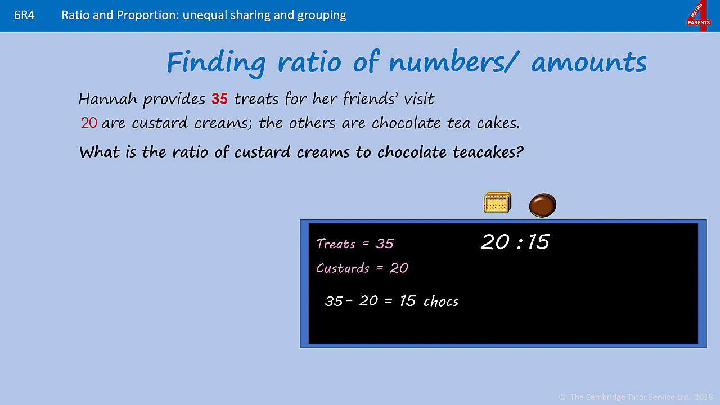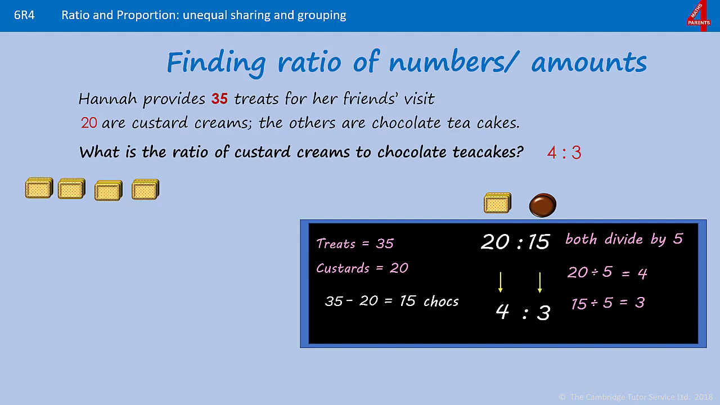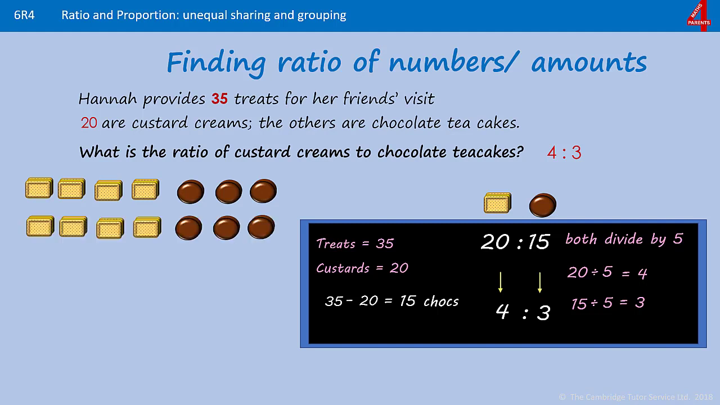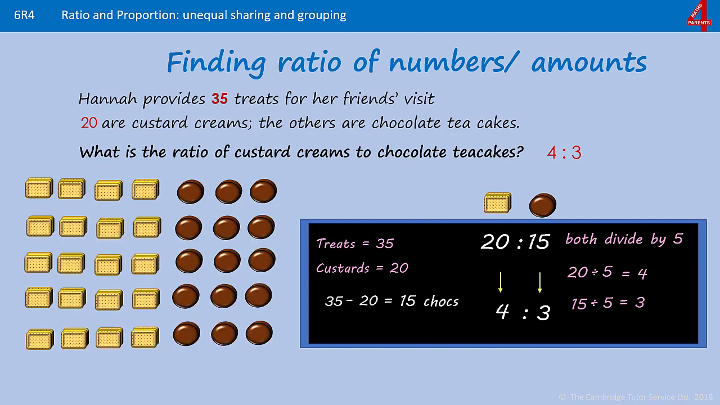Remember the video on simplifying ratios? Both these numbers will divide by 5. 20 divided by 5 is 4, and 15 divided by 5 is 3. The ratio of custard creams to chocolate tea cakes is 4 to 3. Every time we have 4 custard creams, we have 3 chocolate tea cakes. If we have 35 in total, 5 rows of 7, you can see that out of every row of 7, 4 are custard creams and 3 are tea cakes, 4 to 3.